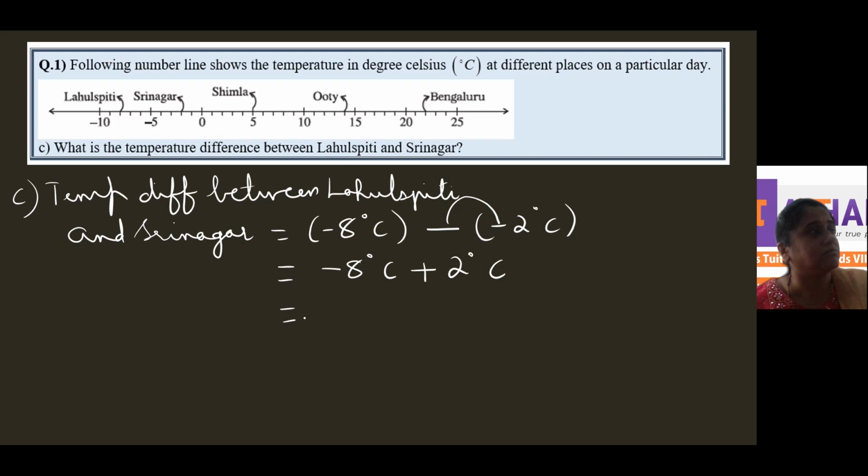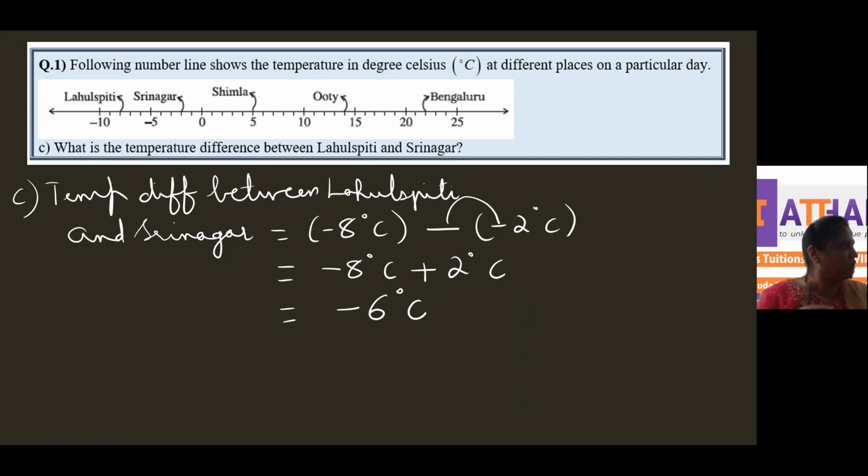Yeah, what's the answer? What's the answer, Darshan? Minus? No. Avnish? Minus 6. The correct answer is minus 6. Different signs, subtract. So we subtract 8 minus 2, 6. And put the sign of the greater number.